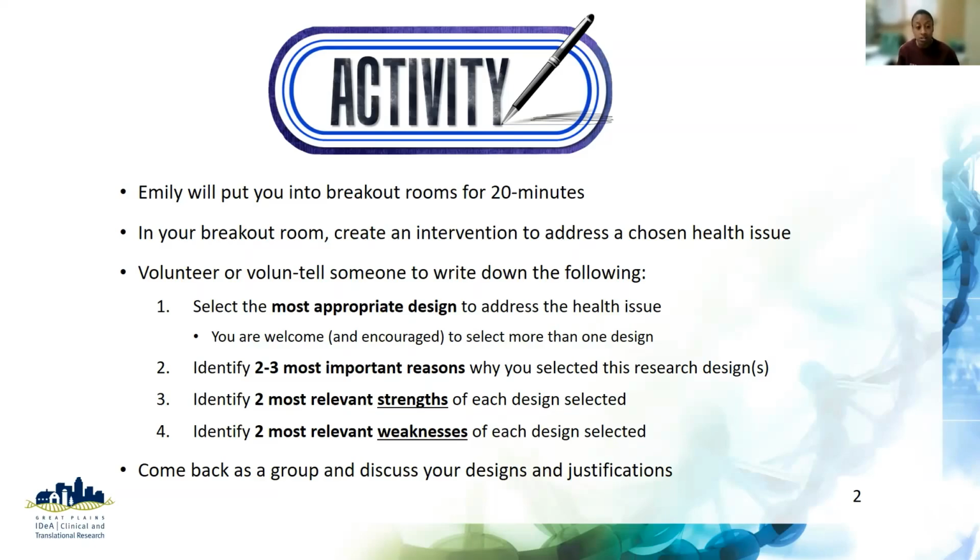And then also, if you have time, I don't know that we will, but if you have time in your group to do more than one design, feel free to do that. But definitely if you want to spend time on one and do it really well, that's totally fine too. And then once you've figured out what design is most appropriate, identify 2 to 3 of the most important reasons why you think this is the appropriate research design for the chosen health issue, and then of course the intervention that you're choosing to implement.